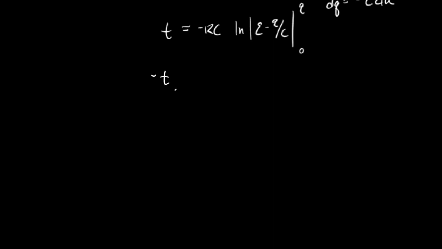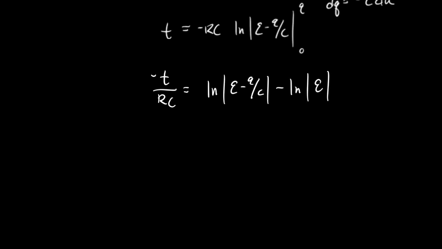So get that RC out of the way. Natural log of E minus Q over C minus natural log of E. I can bring those things together. So this gets me to a point where I can try and tease out Q. That's what we're trying to do here, is to get Q by itself. So raise both sides to a base E.